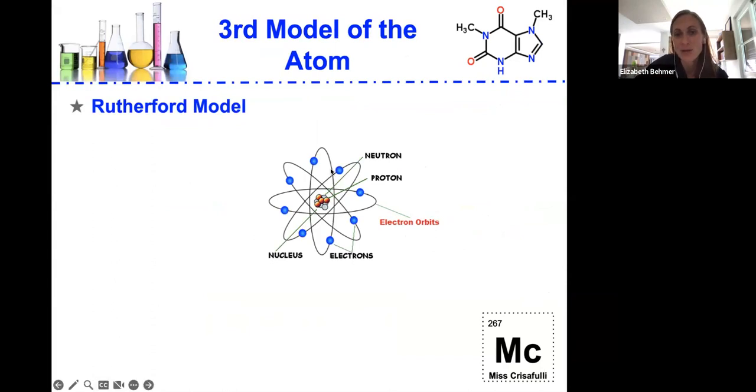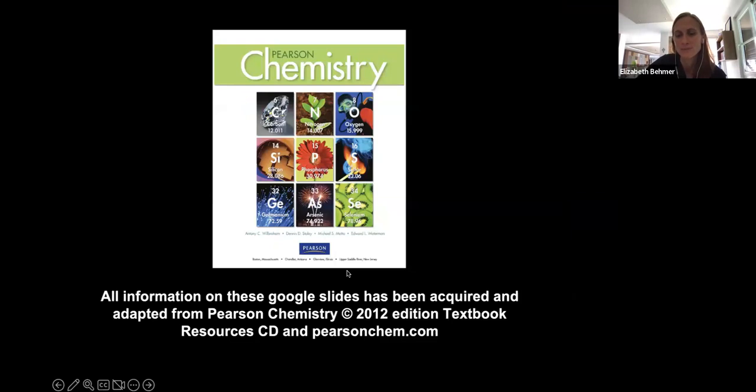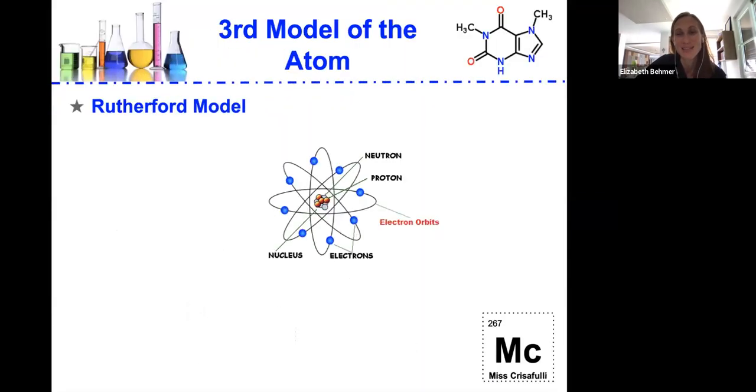We have the central nucleus made up of protons and neutrons. Protons are positively charged, neutrons have no charge, they're neutral, and then they are surrounded by an electron orbit of electrons. And that is where we'll end this section.